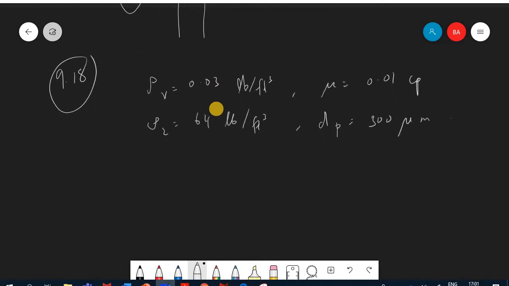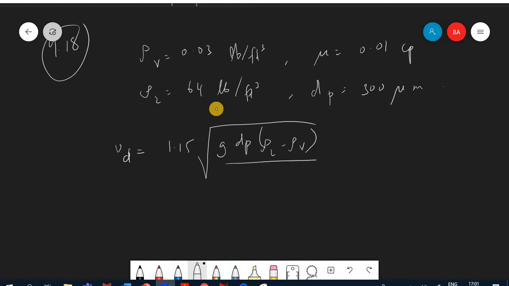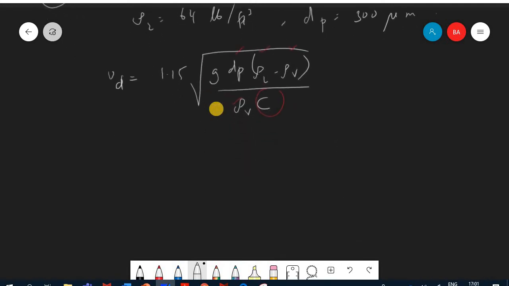So this is the information that we have. Recall what we need to do. We have the equation for UD, the drop-off velocity, which is equal to 1.15 into GdP (rho L minus rho V) divided by (rho V into C). You can already see that I have that, and that, and that. The only thing I don't have is C. And where do I get C from? You get it from the figure and the equation.